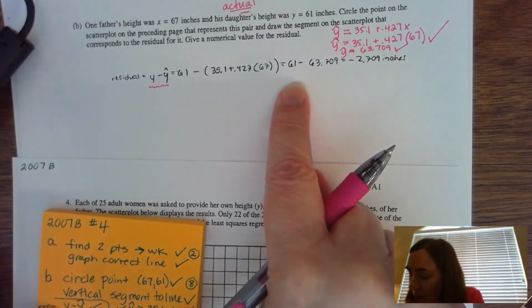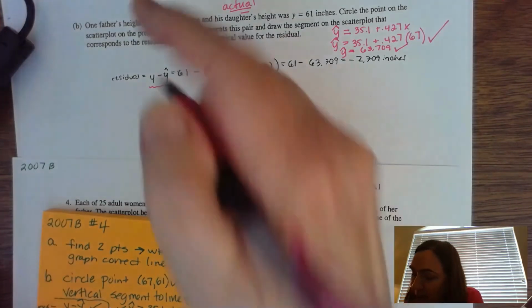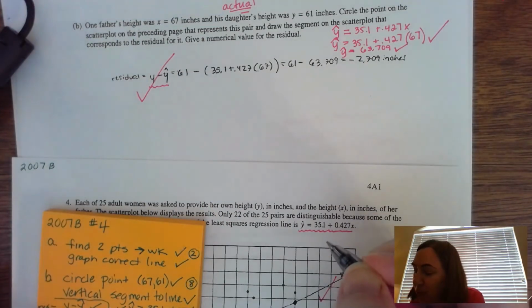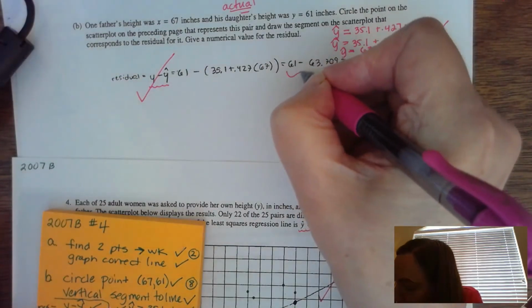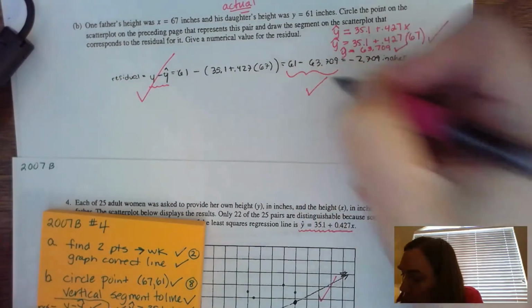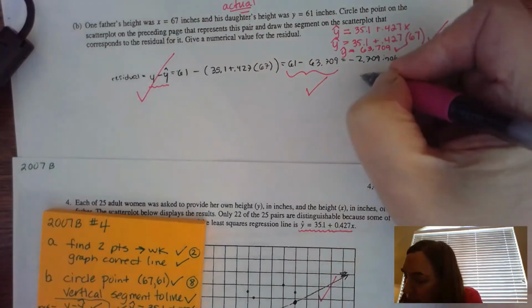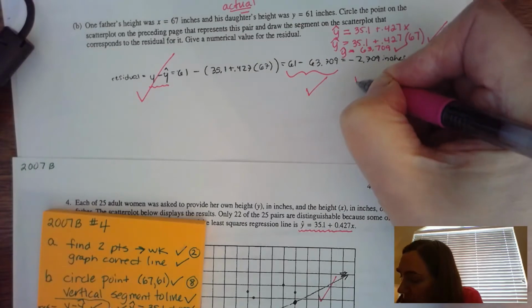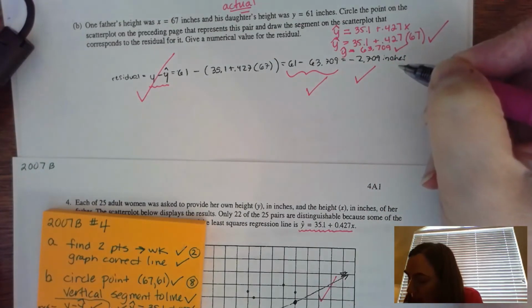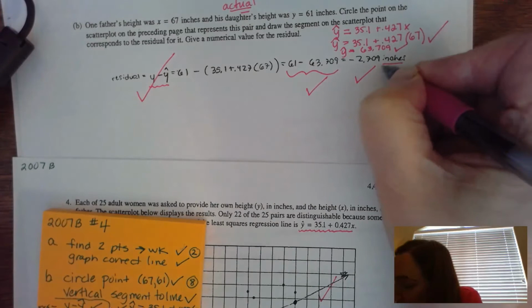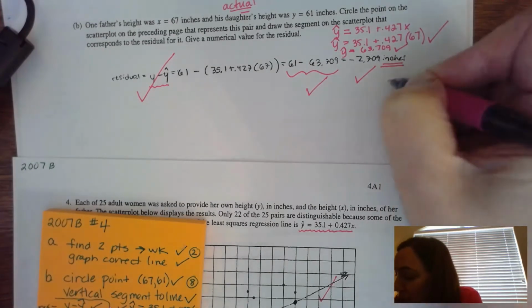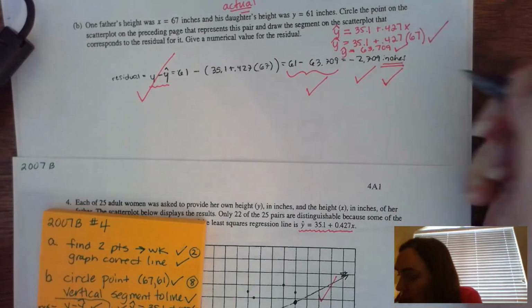Okay? So the next check is going to be, do you have the formula for the residual, y minus y hat? Do you have substitution into the residual? Check mark for that. And then, do you have an answer for the residual, which is negative 2.709? You get a check mark for that. And then, do you have proper units? It's whatever the y units are. That is going to be your last check.